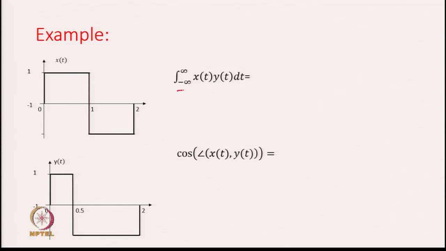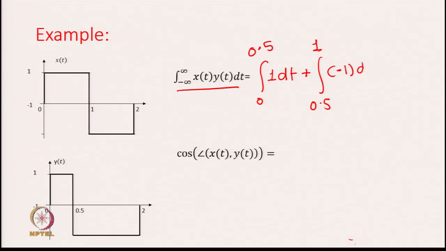If I want to find the inner product between the two signals, I can break this integration in certain regions. First, I am considering the area of the product of these two signals in the limit going from 0 to 0.5, and then this product is 1. Then I can consider the integration from 0.5 to 1, where the product is -1, and then I can go from 1 to 2, where the product is 1. So, I will get 1.